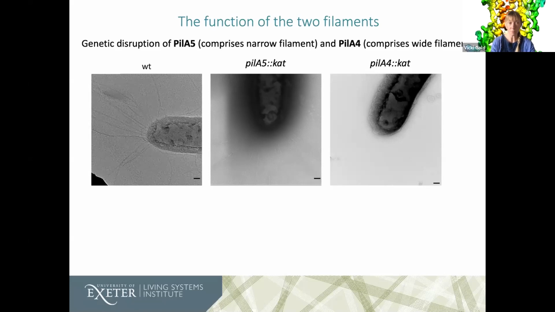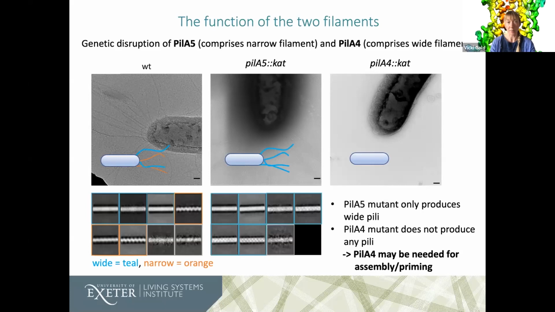So in the 2D classes for the wild type, you could see that we had both wide and narrow pili as expected. When we disrupt PilA5, we had only wide pili, and that makes sense because PilA5 comprises the narrow filament. And when we disrupt PilA4, we don't have any pili whatsoever. Now, this wasn't surprising because it had been shown in the past that with PilA4 mutations, cells do not express pili anymore. But being as PilA4 only constitutes the wide filament and not the narrow one, it tells us that this protein must also have a role in assembly or priming for both types of filament.